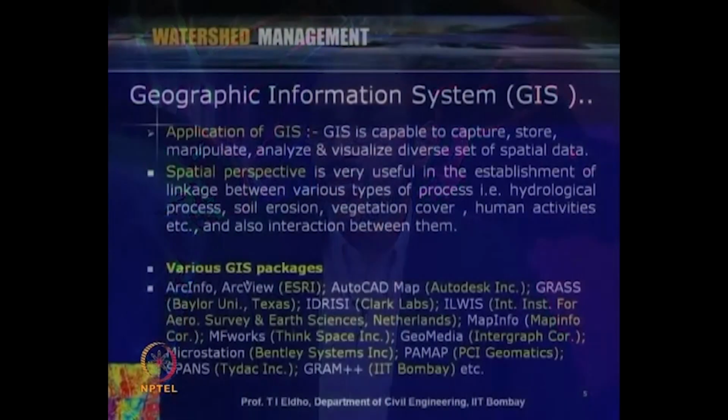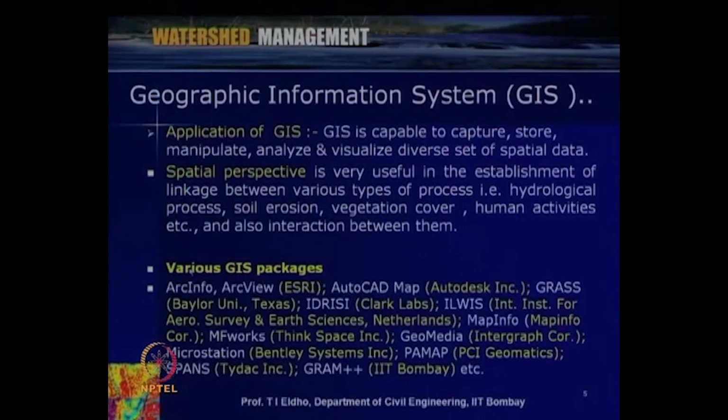between them. For example, how the human interaction takes place within a watershed, or how the vegetation cover is varying. So, with respect to the spatial perspective, we can get a lot of information back by using the GIS. If you look into the literature, various GIS packages are available.